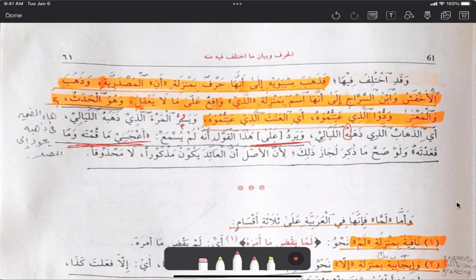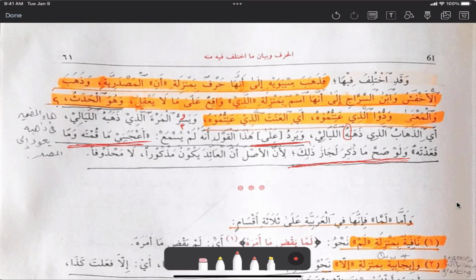So Ibn Hisham is saying, if what they're saying was correct, then you should be able to say this. He says, وَلَوْ صَحَّ مَا ذُكِرَ لَجَازَ ذَلِكَ. That's what I just said. Had what they said been correct, then this would have been valid. Somebody would have said that, for example, or you'd say it and it doesn't sound strange.